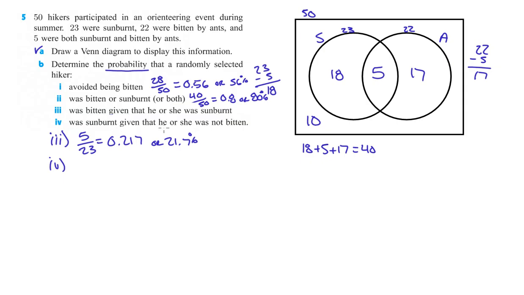And then part 4 here. What's the probability that they were sunburnt given that they were not bitten? So here's the people that were bitten.